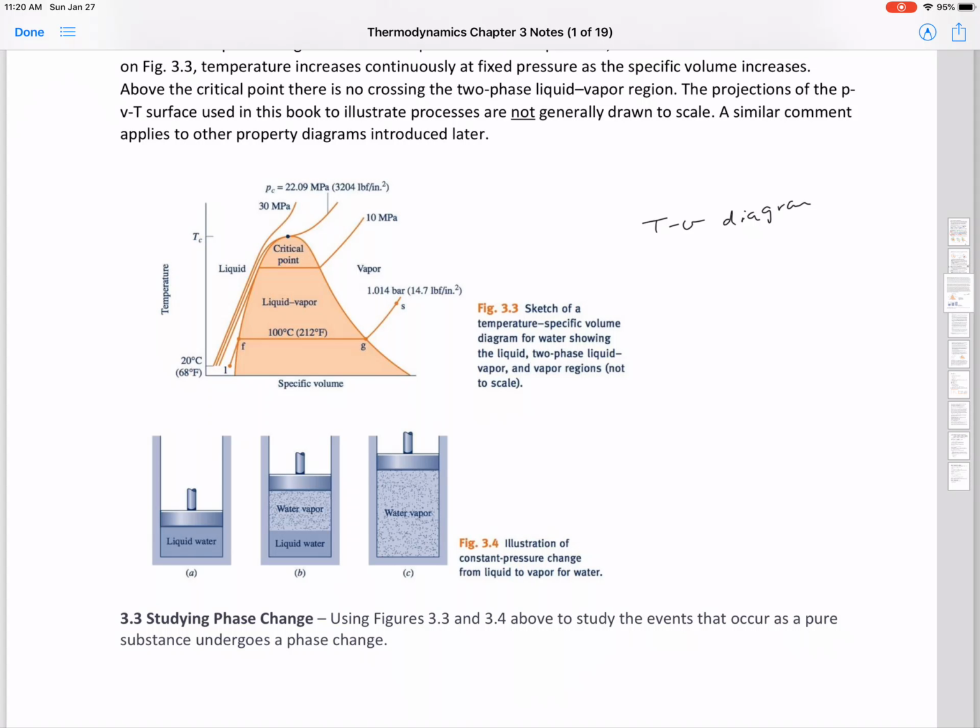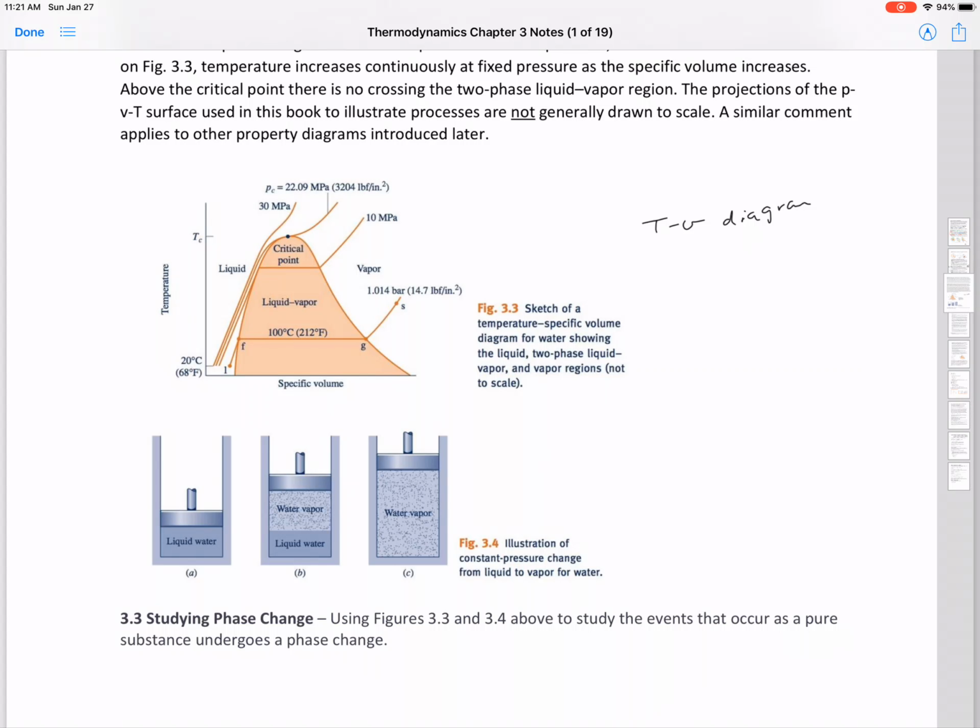For all pure substances there are consistent patterns in their behavior. So this sketch 3.3 is using water, and we use water because it's very common, because it's very straightforward, and most things have a very similar type of appearance.